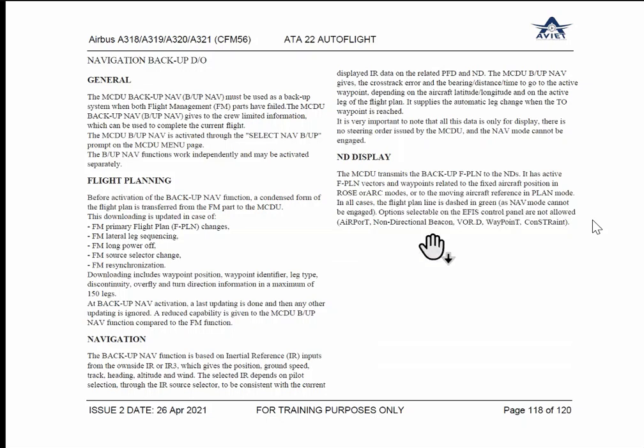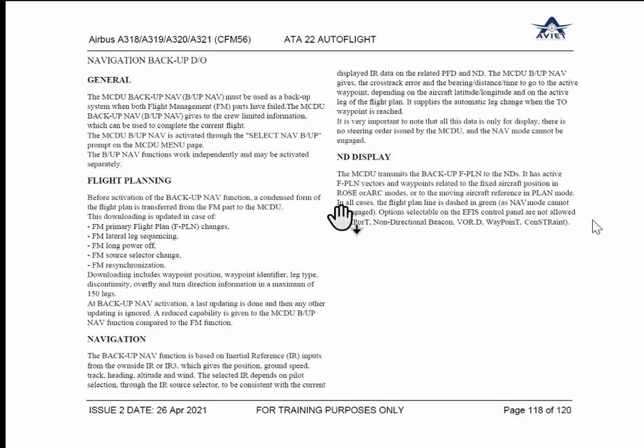No, autopilot will not be used as far as I know. The MCDU transmits the backup flight plan onto the ND, and it has the active flight plan vector and waypoints related to the fixed aircraft position in rose and arc mode. Rose and arc mode you will get, and the flight plan you will get, but not for the autopilot. What does it mean in the bracket, as nav mode cannot be engaged? Nav mode means you cannot navigate. Sir, nav is one of the managed modes, not necessarily. It can be a selected mode also.